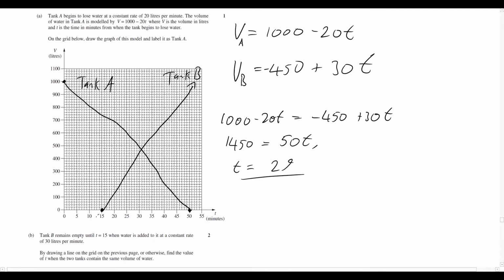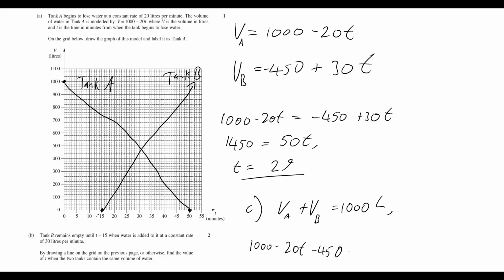Okay, so what that means now is that when I add the water from tank A to the water from tank B, it must be equal to exactly 1000. So all we need to do now is simply construct, using those two equations, a new equation, saying that VA plus VB is going to be equal to 1000 litres. So now substituting in the other values for VA, which is 1000 minus 20t, and now for VB, it's going to be minus 450, and then plus 30t. So that's going to be equal to 1000.